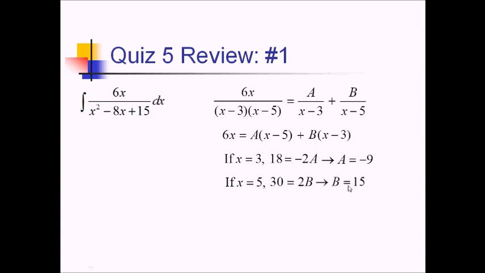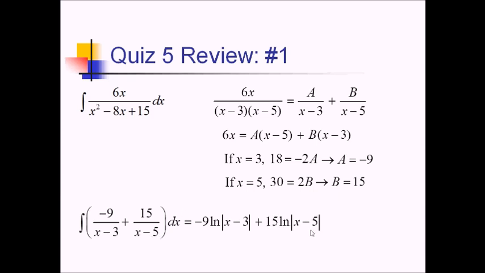So at this point, we're going to split up our integrand into these fractions that we mentioned before. Instead of writing all this inside now, we've got negative 9 over x minus 3 plus 15 over x minus 5. Now I'm just going to use my antiderivative rules here. So this is going to be negative 9 ln absolute value of x minus 3 plus 15 ln absolute value of x minus 5 plus C.